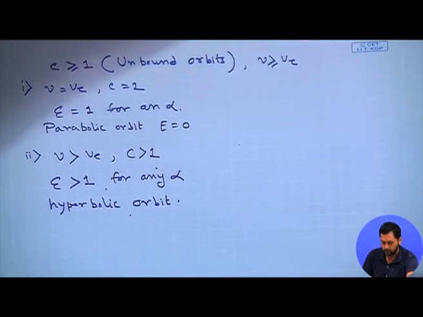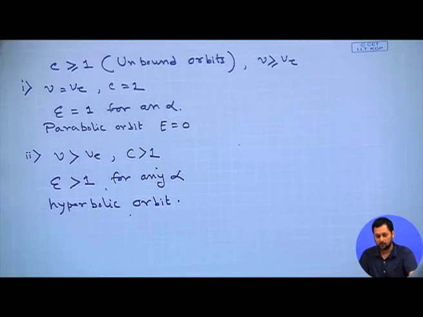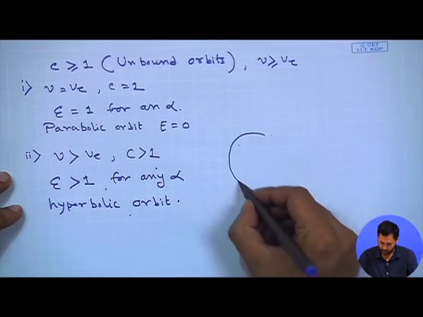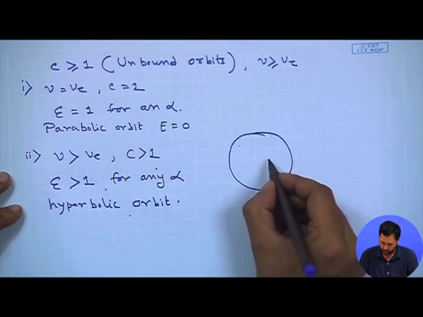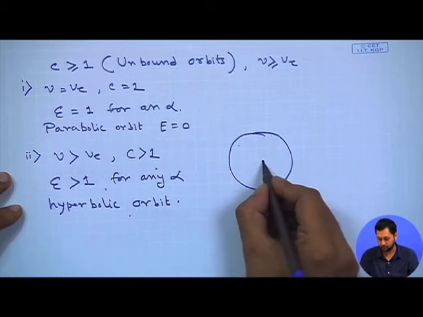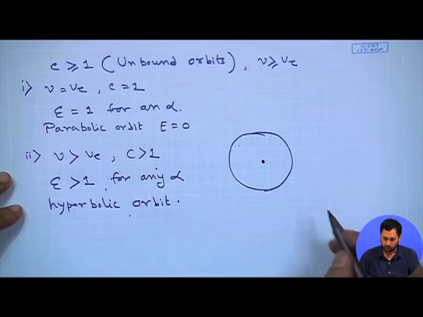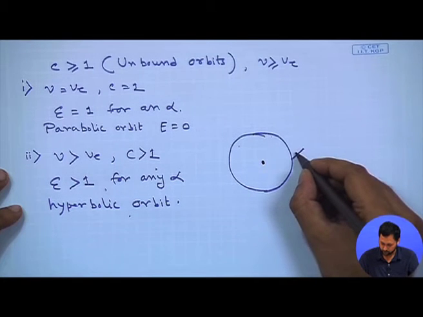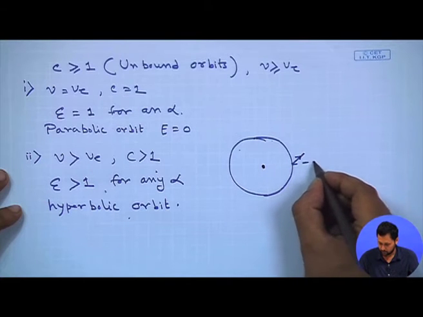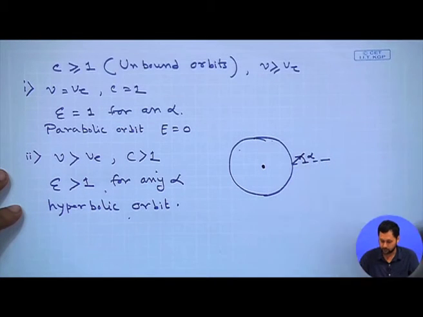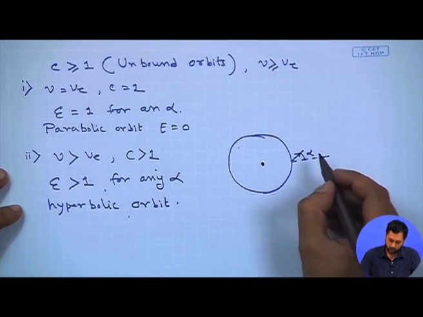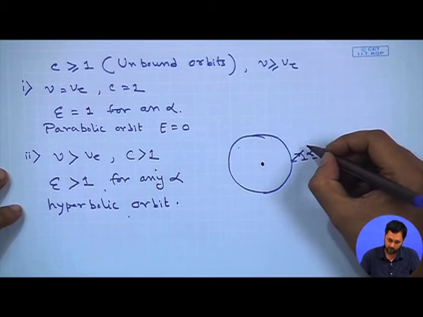Okay. So, these two cases can be described by this picture. Once again, this is our earth. So, this center of the earth is the force center. Let us assume that this is the launching position. It makes an angle alpha with the horizontal. So, for c equal to 1 or v equal to v(e), we will have a parabolic path.